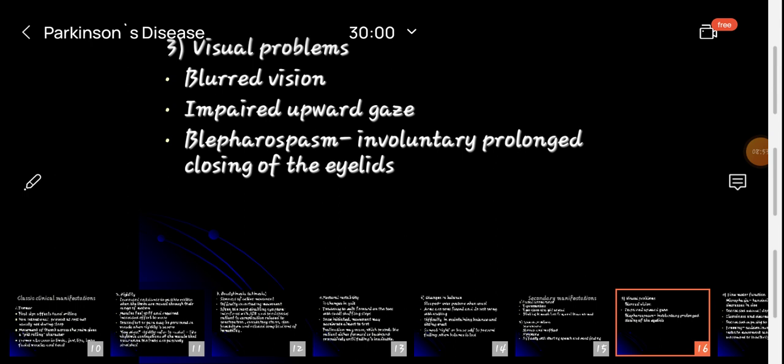Third, visual problems: blurred vision, impaired upward gaze, blepharospasm, involuntary prolonged closing of the eyelids.